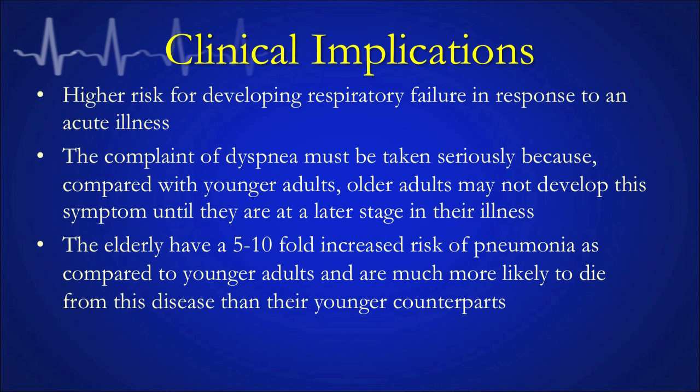That there is higher risk for developing respiratory failure in response to an acute illness, and we know that sometimes the pathology doesn't have to be in the lungs. I mean, people can develop respiratory failure because of other systemic illnesses. And also, just to make sure that the complaint of dyspnea must be taken seriously, because compared with younger adults, older adults may not develop this symptom until they are at a later stage of their illness.